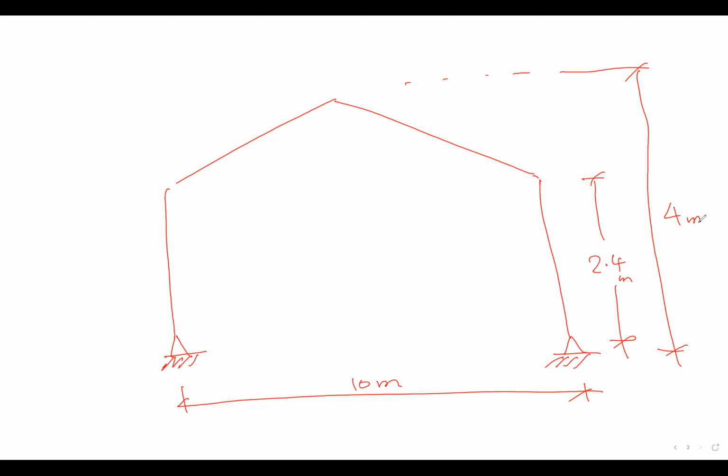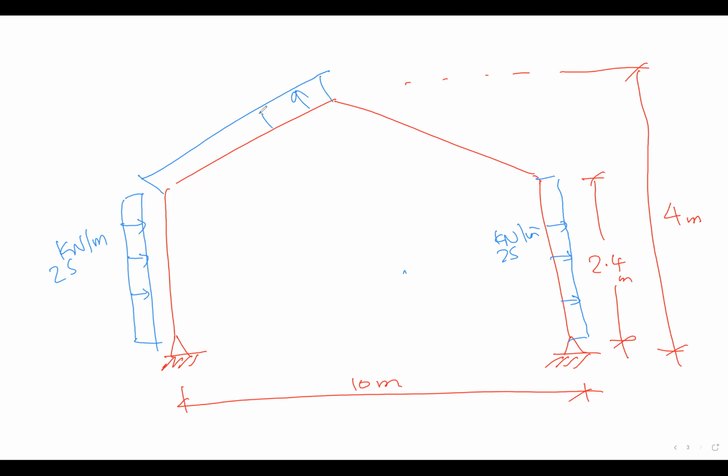The applied load, we have applied load here. On this side, how much is the load we have? 25 kilonewton per meter. All the loads are 25 kilonewton per meter. Here, how much is the load? Also 25 kilonewton per meter. Here is 25 kilonewton per meter. Here is 25 kilonewton per meter.